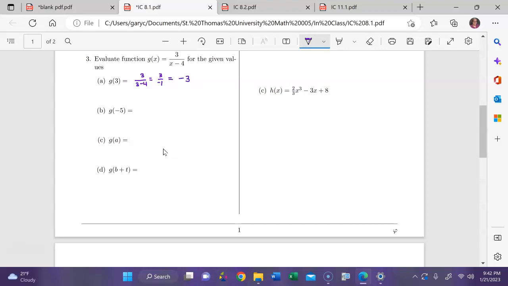All right, in this case, we're going to substitute in b plus t in place of that x. We're not going to be able to get to a single number because we don't know what b or t are, but we are going to go ahead and put that in there. So I'm going to have 3 over the quantity of b plus t minus 4. And that's as good as we can get it, right? We don't know what b or t are, but that's as much as we can do and as much as we need to do.